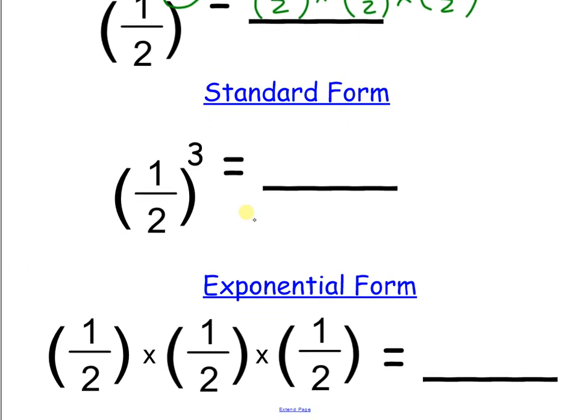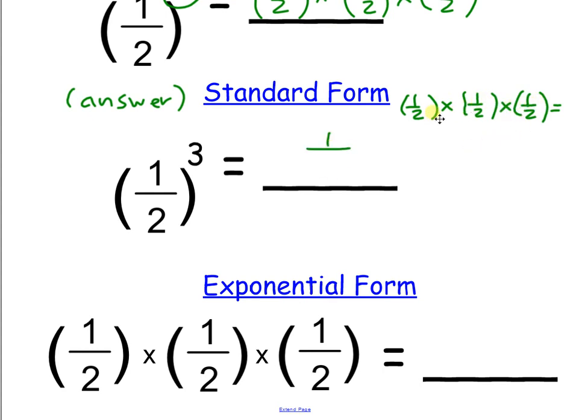Alright, so now let's look at this in standard form. Just right over there we had 1/2 times 1/2 times 1/2. Remember, standard form is asking us to give the answer to the problem. All we have to do is multiply this straight across. 1 times 1 times 1 is 1. 2 times 2 times 2 is 8. So my answer in standard form for 1/2 to the third power is 1/8.